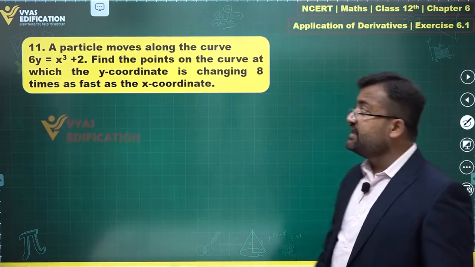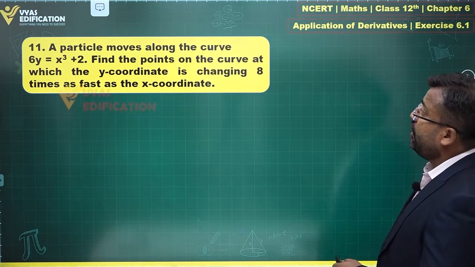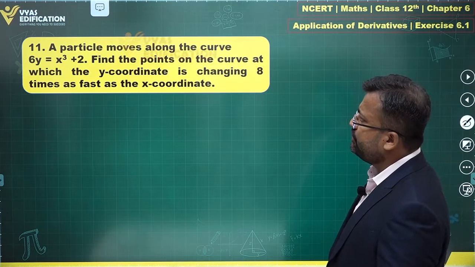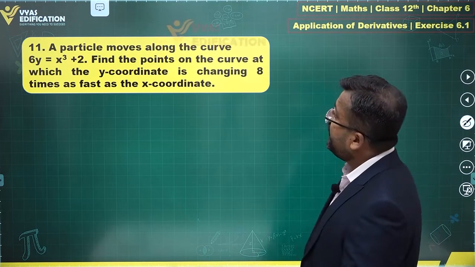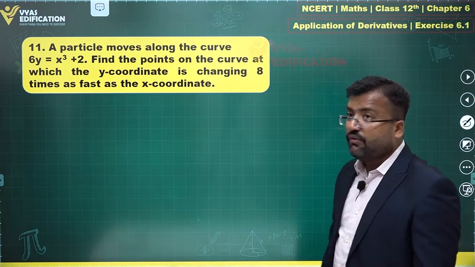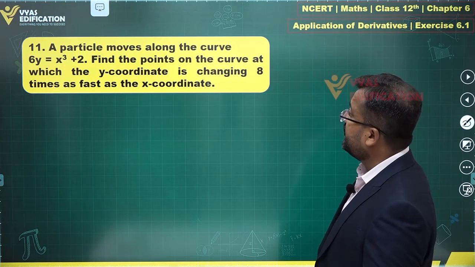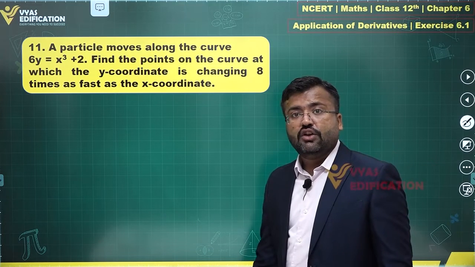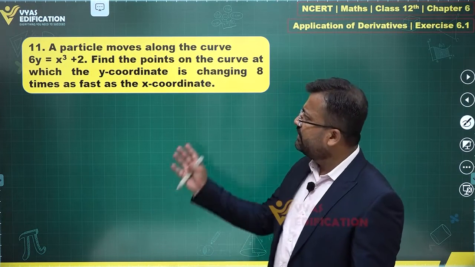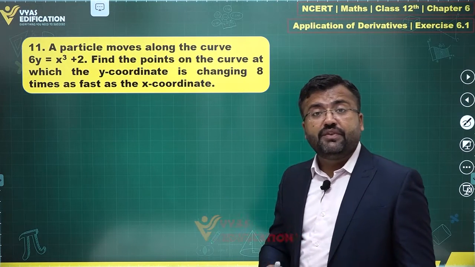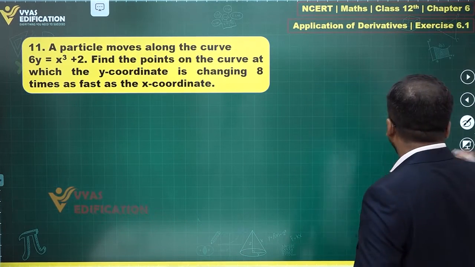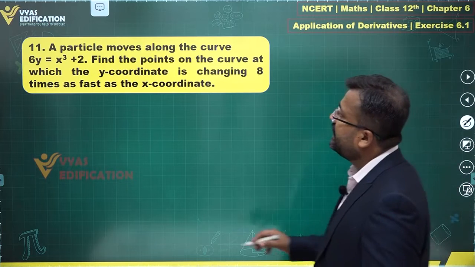The 11th question says a particle moves along the curve 6y is equal to x cube plus 2. Find the points on the curve at which the y coordinate is changing 8 times as fast as the x coordinate. Now this is not a real life problem. It does not look like a real life problem. But we may encounter such questions, such equations in real life, right? So, okay, that's okay. Let's move on to this.